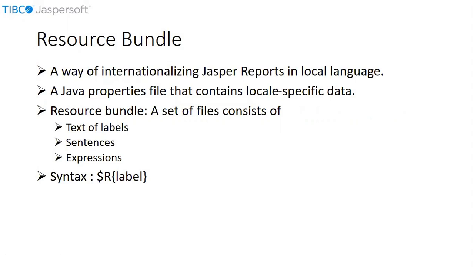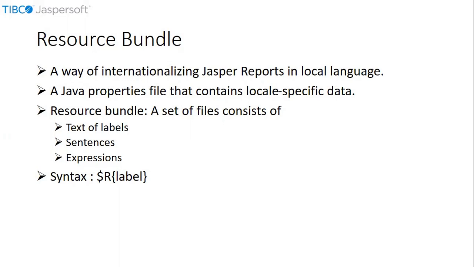What is resource bundle? Resource bundle is a way of internationalizing Jasper reports in local language. Basically, resource bundle is a Java properties file that consists of locally specific data. Resource bundling is nothing but a set of files consisting of text of labels, sentences, and expressions. The syntax to use resource bundle is $R for a label.